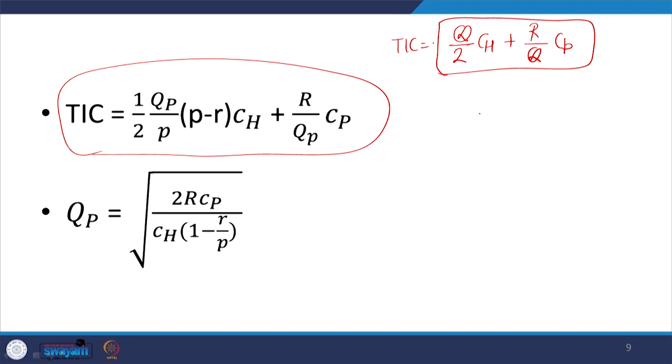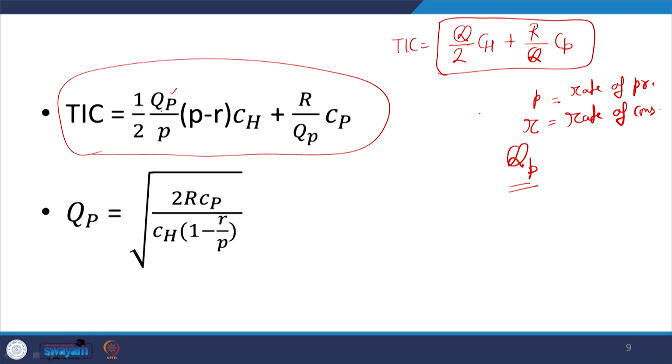Now, in this particular case, we have also introduced one term, that is rate of consumption and rate of production. So, P is the rate of production and this R is rate of consumption. And we have to decide QP, that is the economic production quantity. QP is the economic production quantity, and that is represented here.